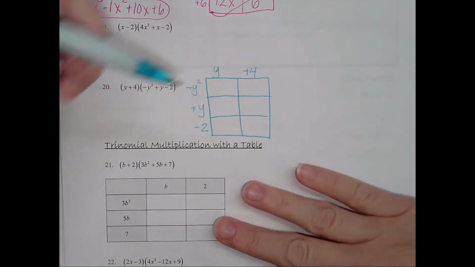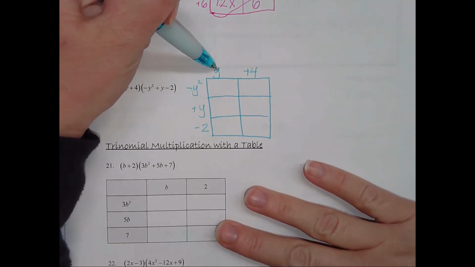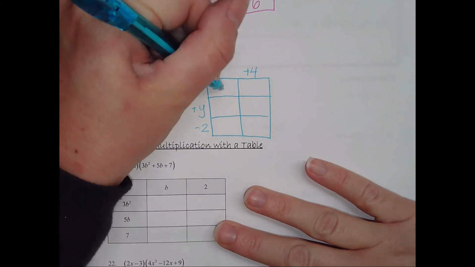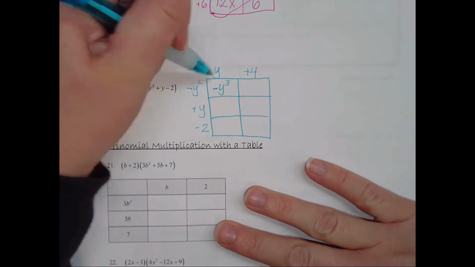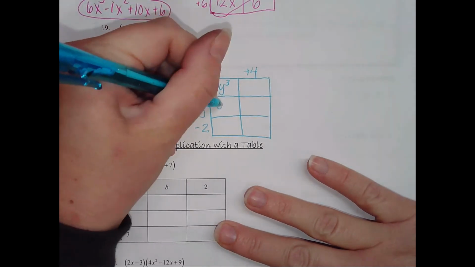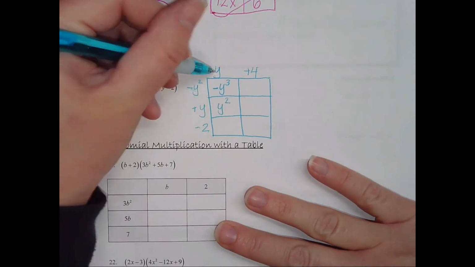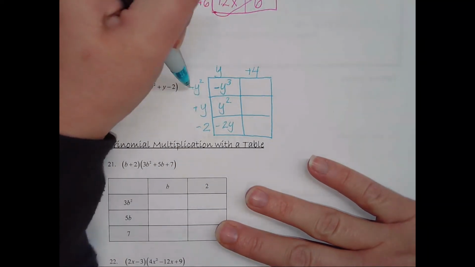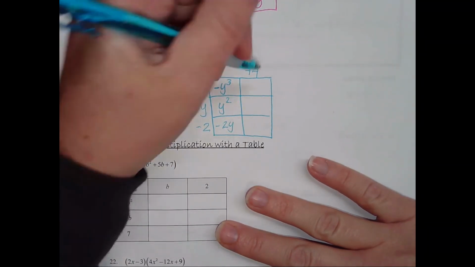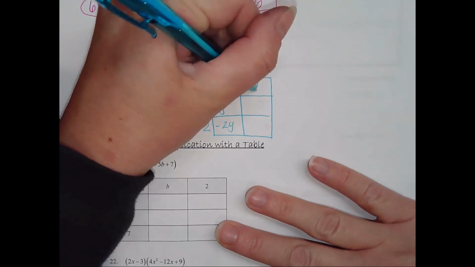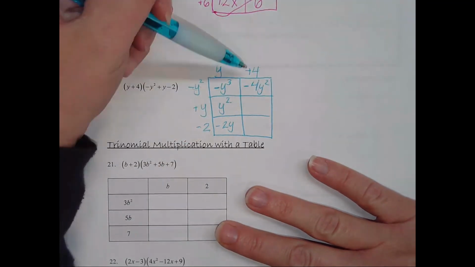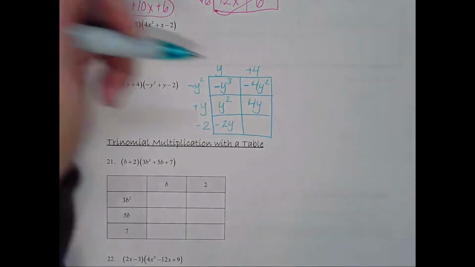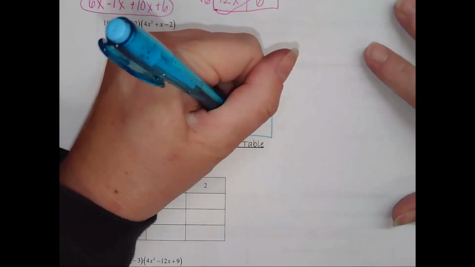Now you just start multiplying. So negative y squared times y. So you have negative, add your exponents, y cubed. Y times positive y is y squared. Y times negative 2 is negative 2y. Negative y squared times a positive 4 is a negative 4y squared. 4 times y is a positive 4y. And then 4 times negative 2 is a negative 8.